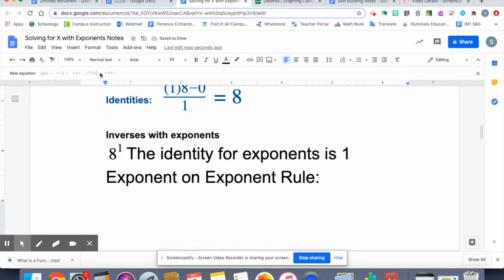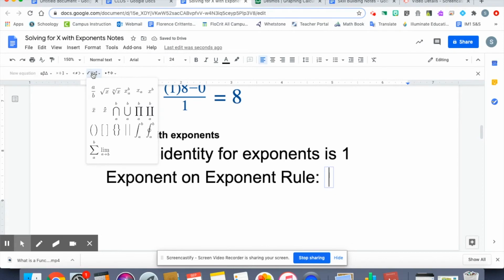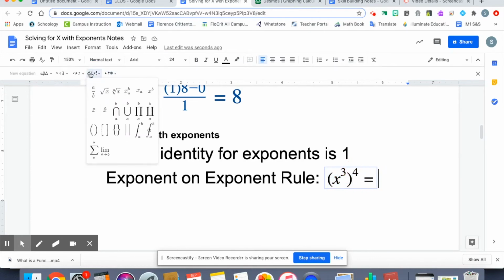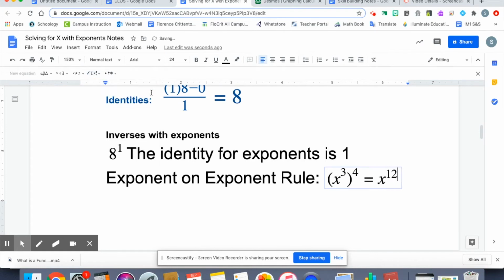And it looks something like this. If I have some number, and it doesn't matter what number it is, so we're going to call it x. If it has an exponent on it, like 3, and then it's in parentheses, and then that parenthesis has another exponent on it, like 4. The exponent on exponent rule says when you have an exponent on top of an exponent like this, you multiply them. So the answer is x to the power of 12.